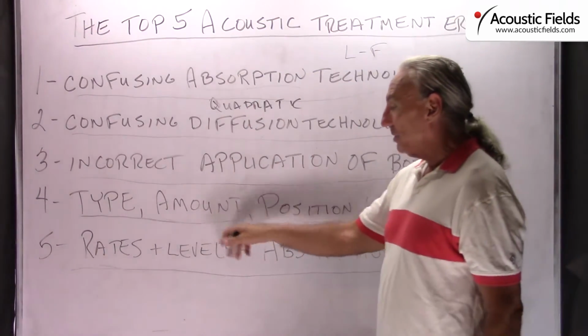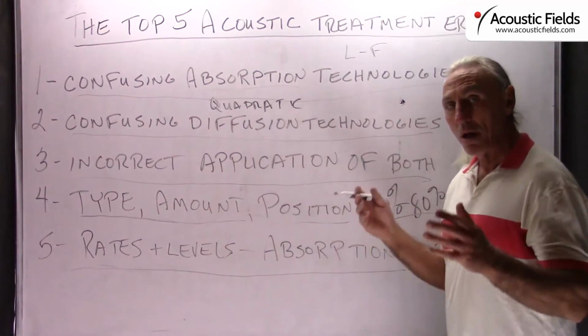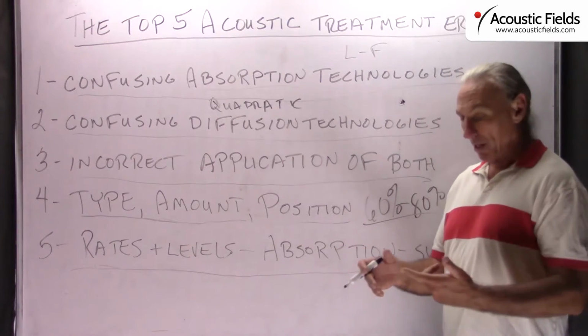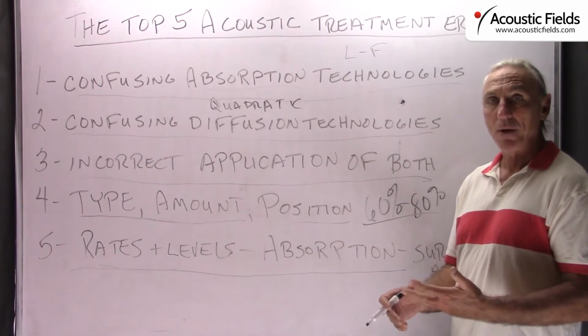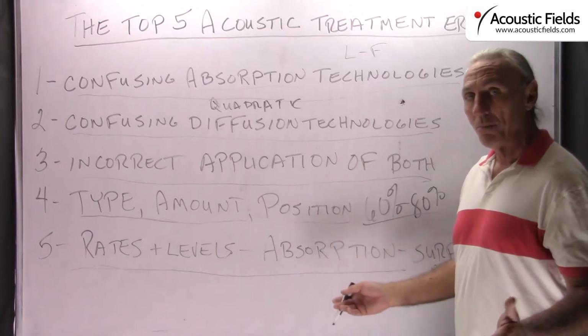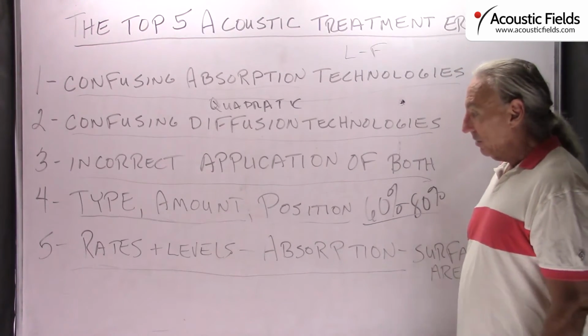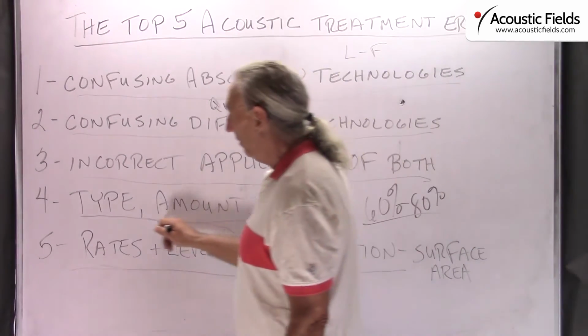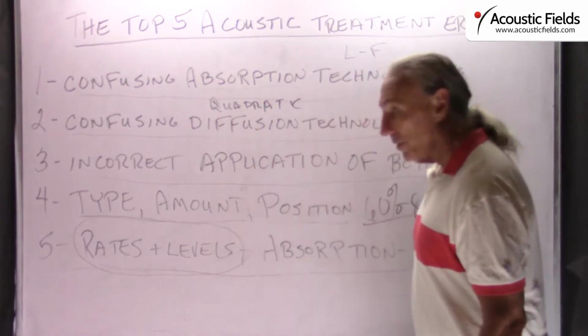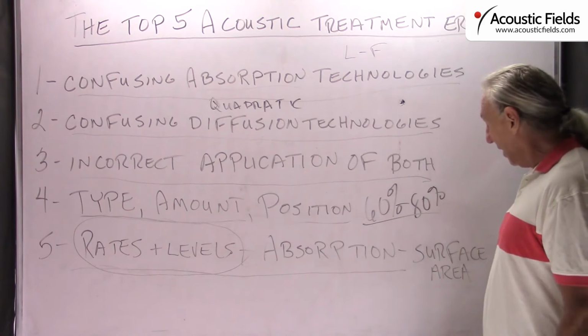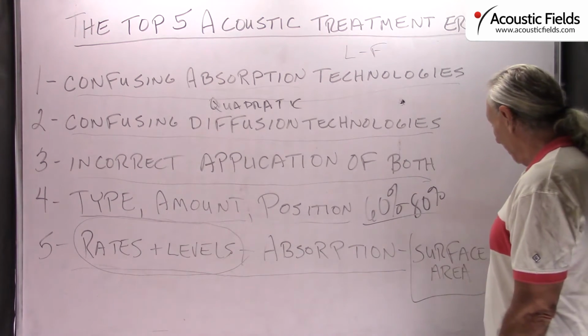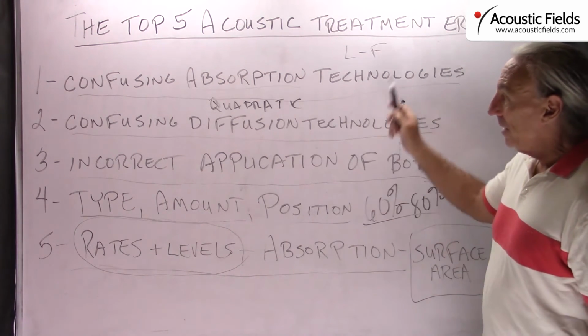Now, you must match those rates and levels of absorption with the requirement of the room. Is it a control room? Is it a live room? Is it a listening room? Is it a home theater room? All of these variables have to be addressed. So you have to get the right rates and levels of absorption for the particular room usage that you're trying to accomplish, and then make sure that you address the surface area.